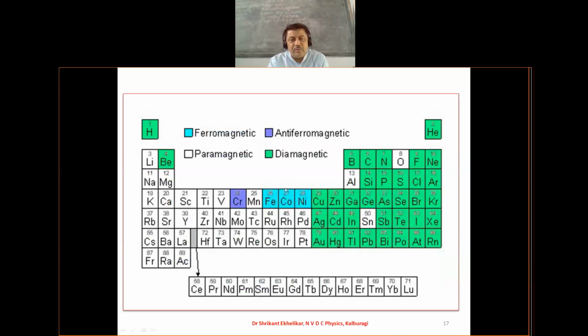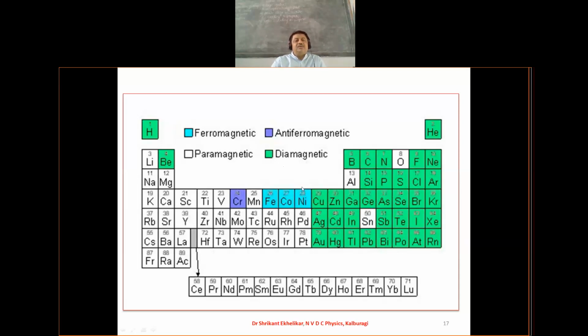See, these blue ones are ferromagnetic materials: iron, cobalt, nickel. All the green are diamagnetic. A huge group shows diamagnetic material in the periodic table. These white ones, lithium, sodium, manganese, alkali, and these elements are paramagnetic, and chromium is antiferromagnetic. Hydrogen is diamagnetic gas. So diamagnetic materials can be solid, liquid, or gas. Paramagnetic can also be solid, liquid, or gas, whereas ferromagnetic materials are only iron, cobalt, nickel, and manganese.